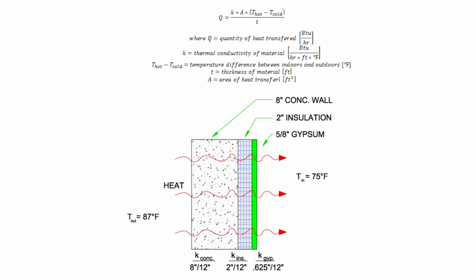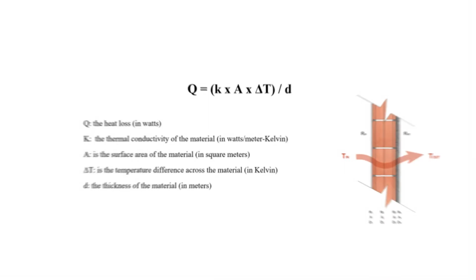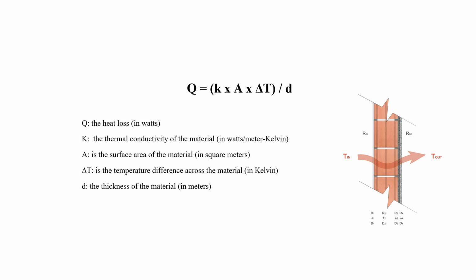This calculation is called the conduction heat loss. As a definition, conduction heat loss refers to the transfer of heat through a material from a warmer area to a colder area. The rate of conduction heat loss is influenced by the thermal conductivity of the material and the thickness of the material. To calculate it, we use this formula where Q is the heat loss in watts, K is the thermal conductivity of the material, A is the surface area of the material in square meters, delta T is the difference of the temperature on each side of the material, and D is the thickness of the material.